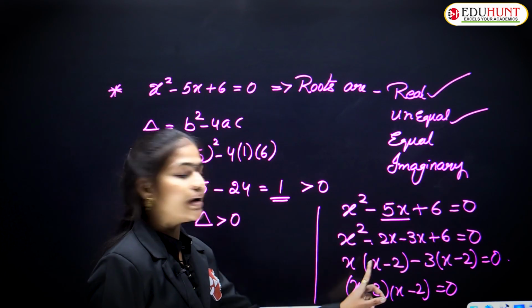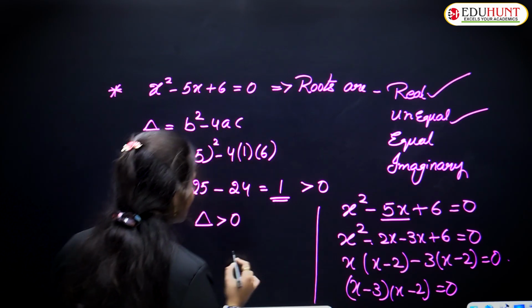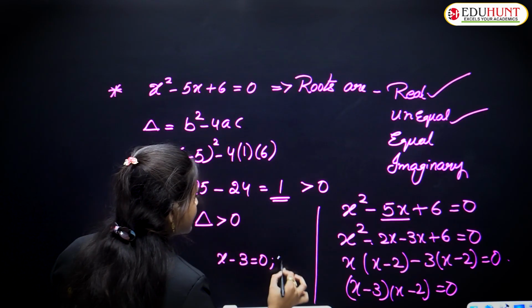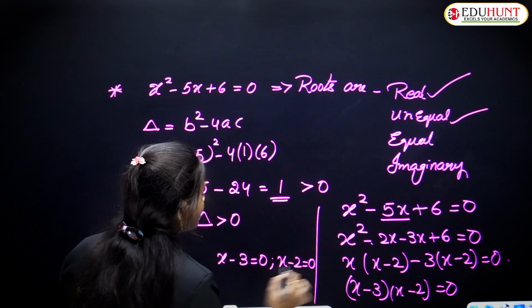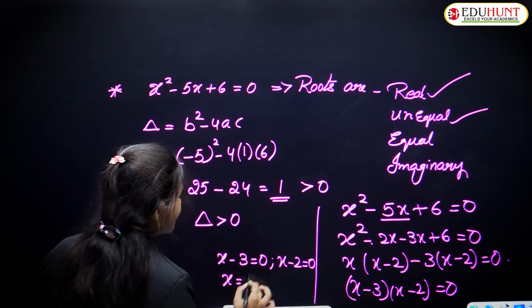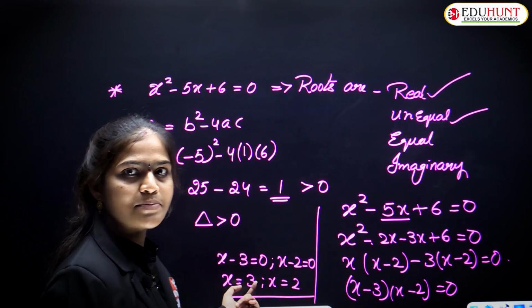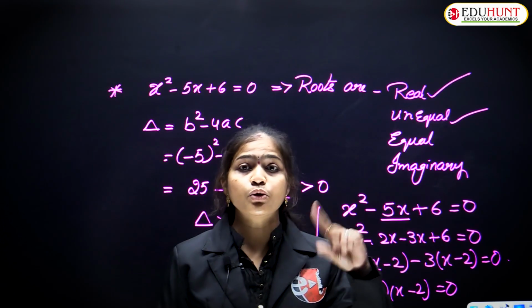Okay. So for the product of two expressions equal to 0, it means any one of the expressions is equal to 0. So x minus 3 is equal to 0, x minus 2 is equal to 0. So from this, x is equal to 3, x is equal to 2. So children, just observe that here we got the roots 2 and 3.